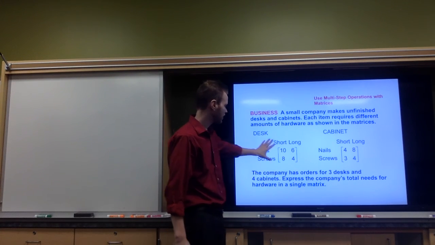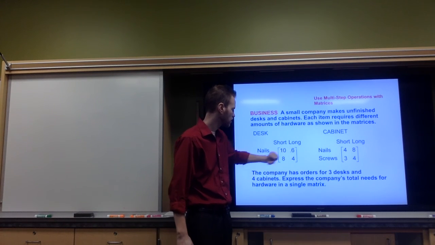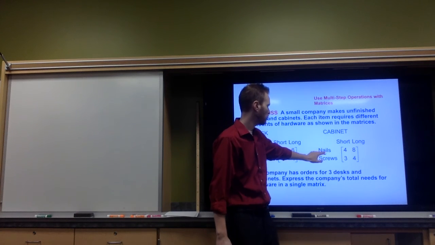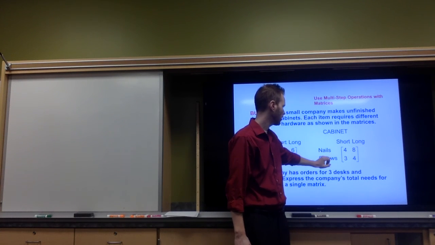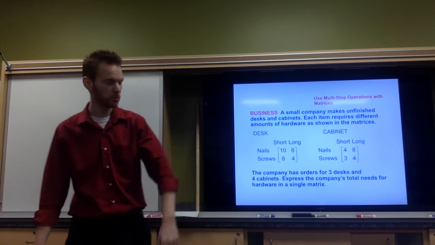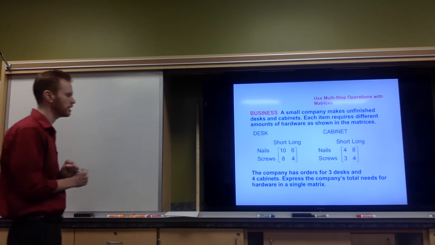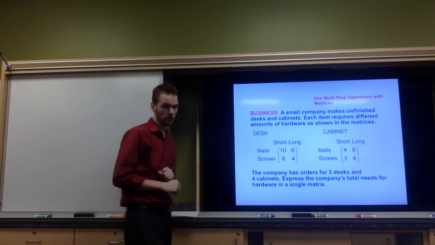So for the desk, here's its matrix. Nails, there's 10 short, 6 long. For screws, there's 8 short, 4 long. For a cabinet, we have 4 short nails, 8 long nails, 3 short screws, 4 long screws. See how the matrix works with that? The company has orders for 3 desks and 4 cabinets. Express the company's total need for the hardware in a single matrix.